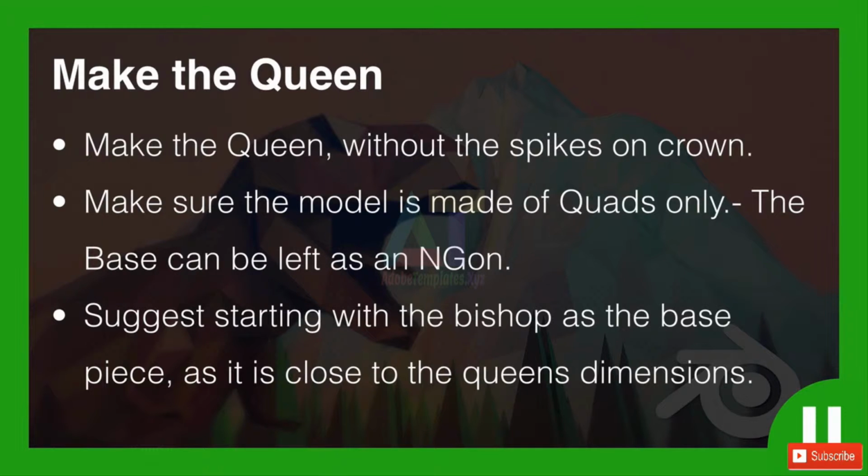So if you turn the queen upside down, you'll notice you've got an octagon on the bottom there. Don't worry about that, leave that as it is. But just make sure the rest of your model is not an N-gon. Go around and make sure there are 4 sides per face.